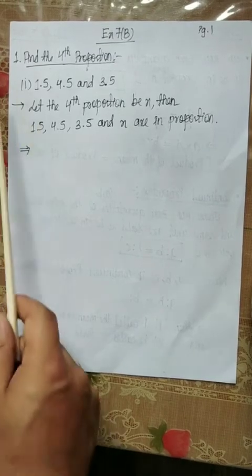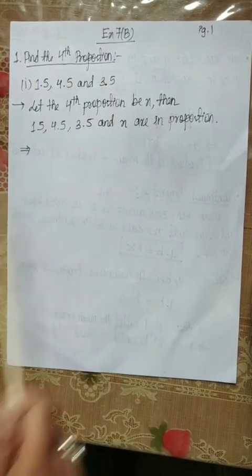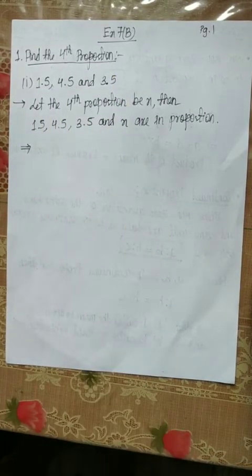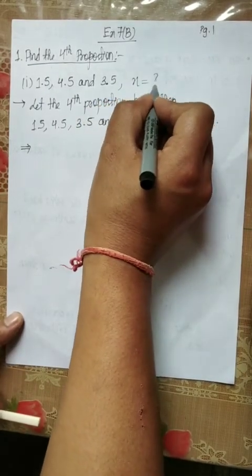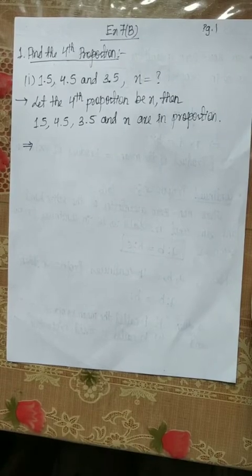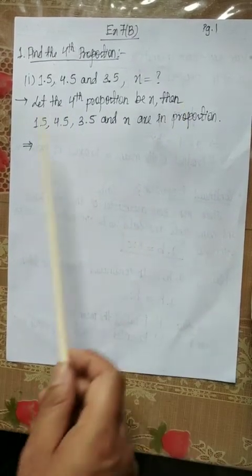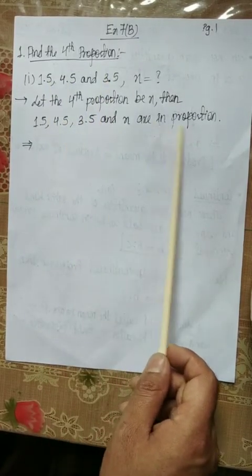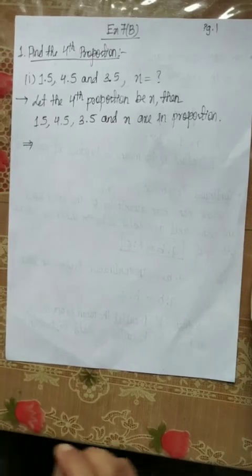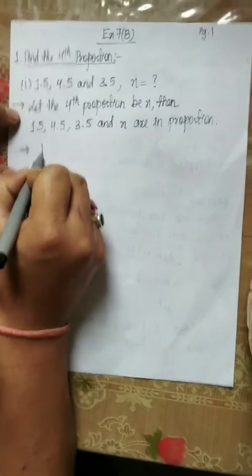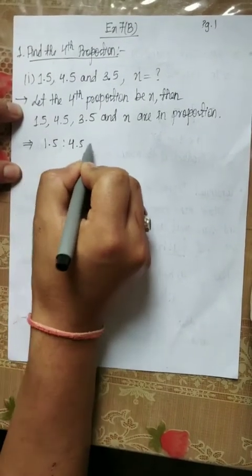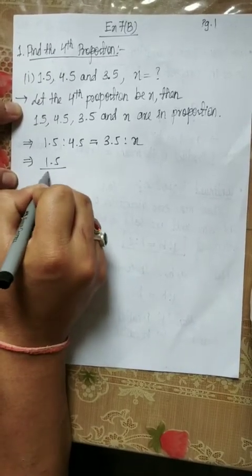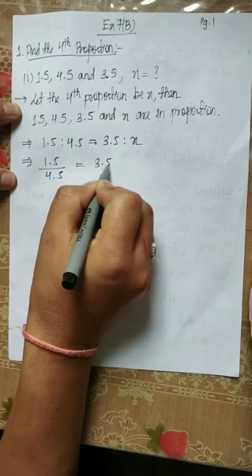The question given to us is to find the fourth proportion of these numbers. The first, second and third terms are known to us, but we don't know the fourth term. So let the fourth proportion be x. Then 1.5, 4.5, 3.5 and x are in proportion. What does that mean? It means 1.5 is to 4.5 is equal to 3.5 is to x. So 1.5 by 4.5 is equal to 3.5 by x.